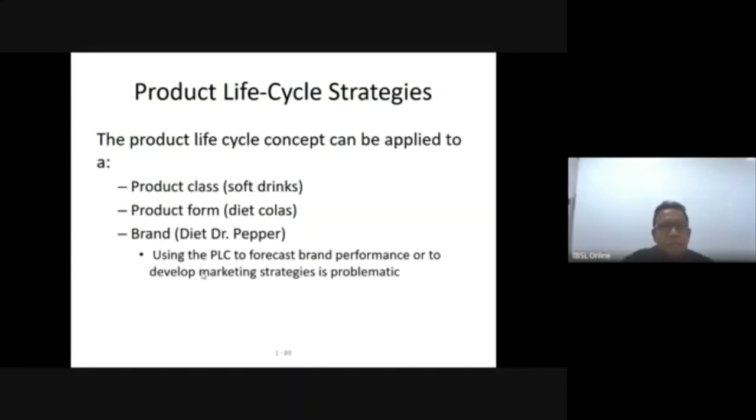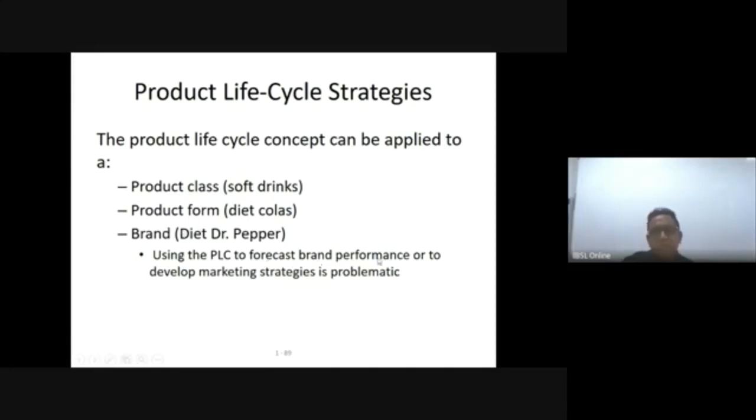So, a shorter life cycle. The product life cycle concept can be applied to a product class, product form, and brand. So in a product you can have three different types. Soft drinks is a product class. In form, soft drinks can come as diet colas, and a specific brand name is Diet Dr Pepper. Or soft drinks, normal colas, can be Pepsi Cola, which is a brand, or Coca-Cola. Three different levels: product class, form, and the brand level.